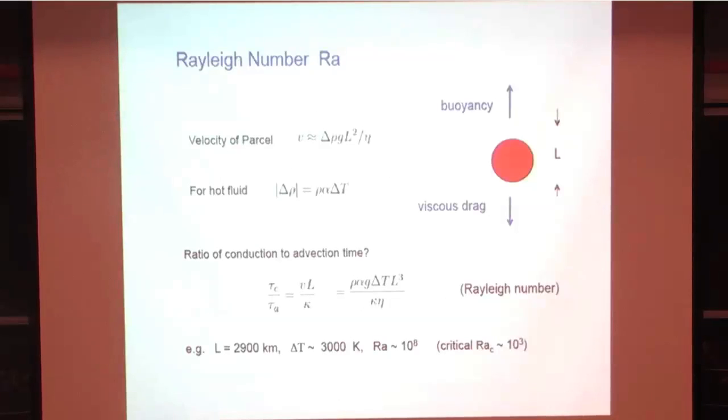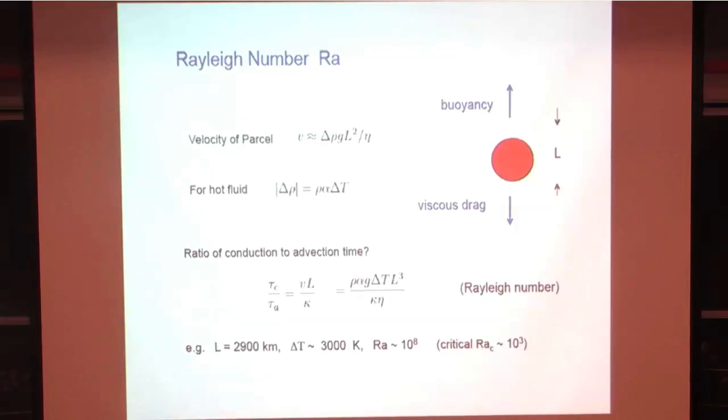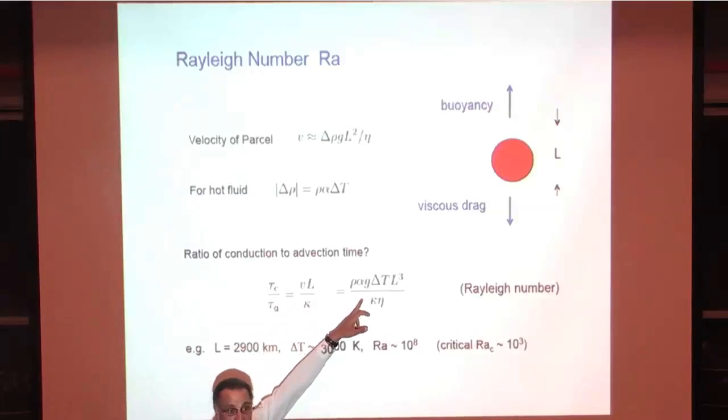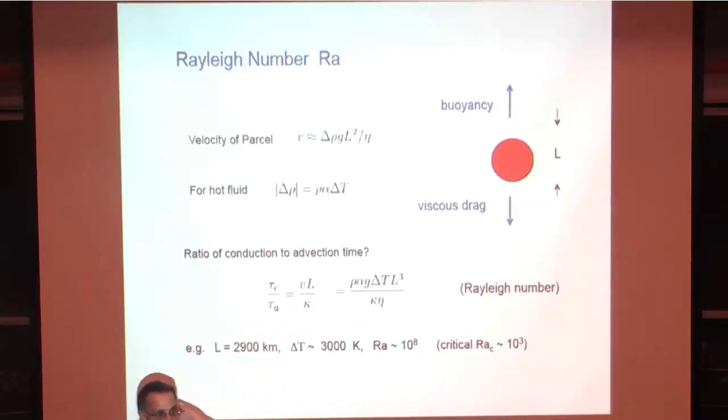And in all diffusion equations, time scales look like a length squared divided by a diffusivity. Okay, so that's a conductive time scale. We can compare the ratio of those two time scales, right? And we get a quantity that looks exactly like the Rayleigh number you saw before.